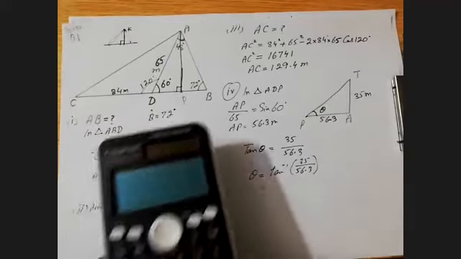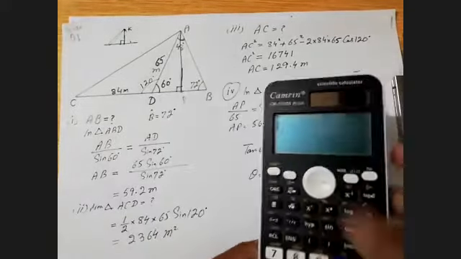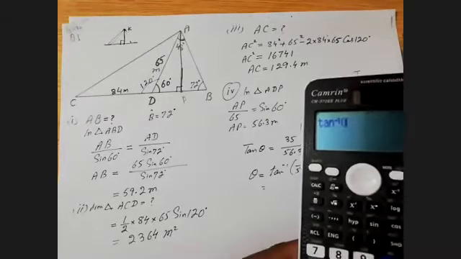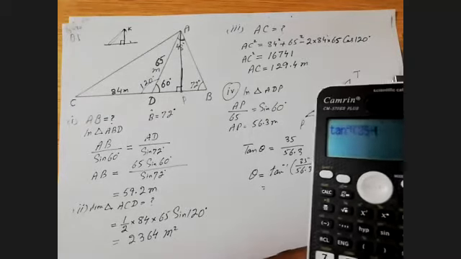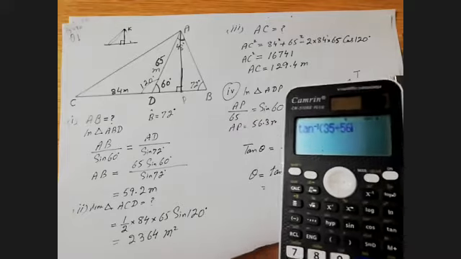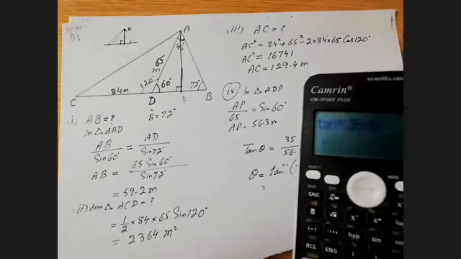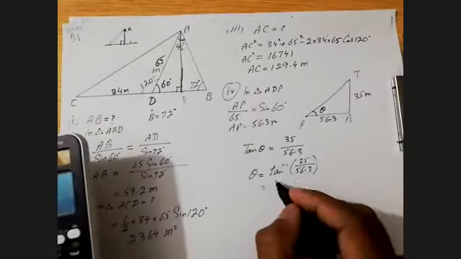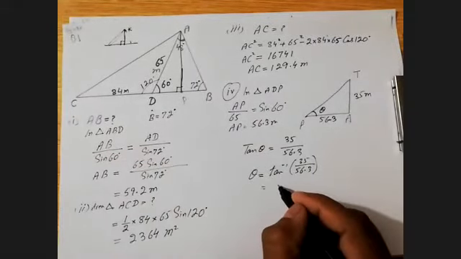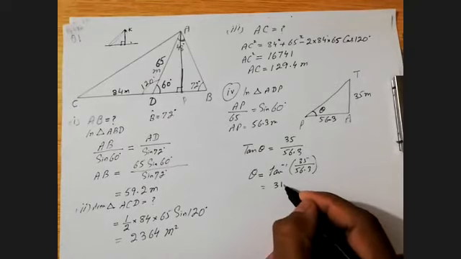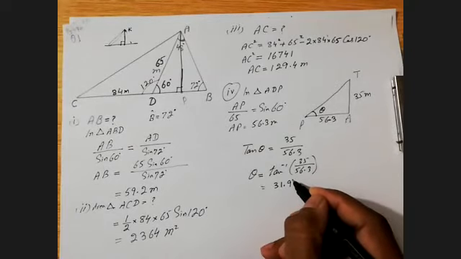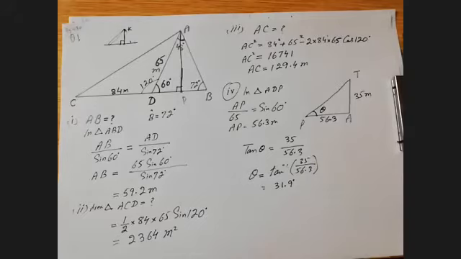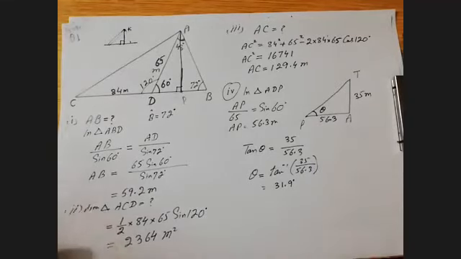Well, here I am going to do this calculation. Tangent inverse of 35 over 56.3. So I got the answer 31.86, I am taking it as 31.9 degrees. So this is the complete solution of this question.